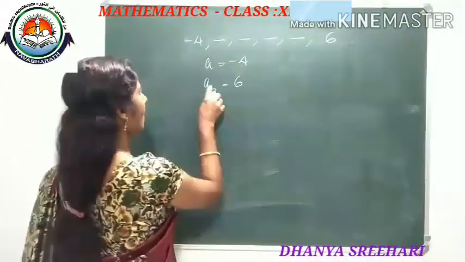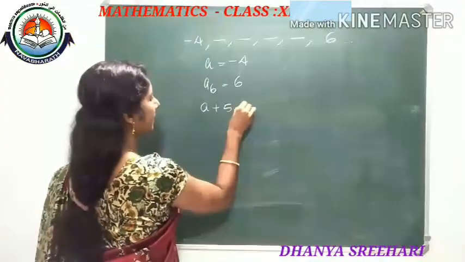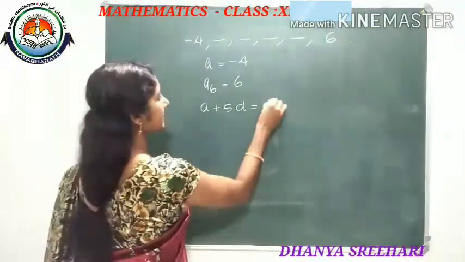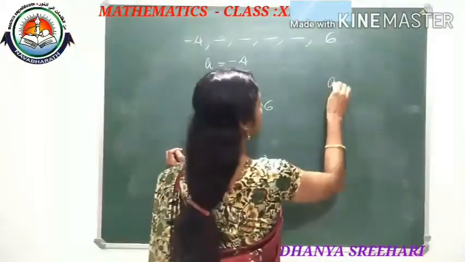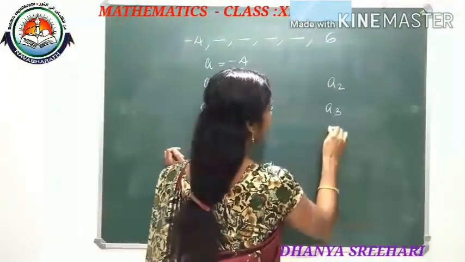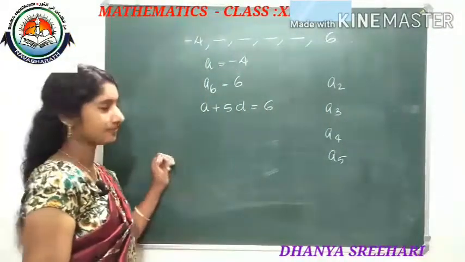Clear? How will you write A6? A6 means A plus 5D. That is given as 6. We need A2, A3, A4, A5. These are the missing terms.